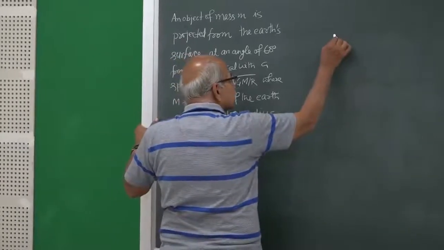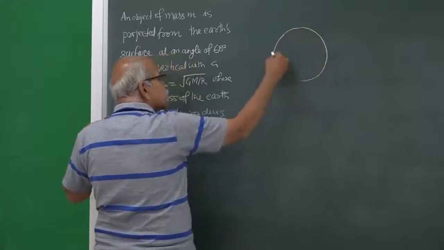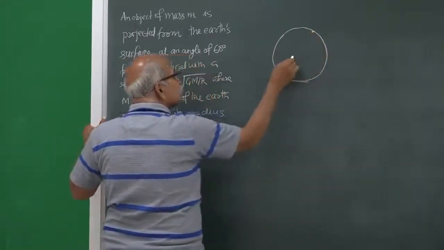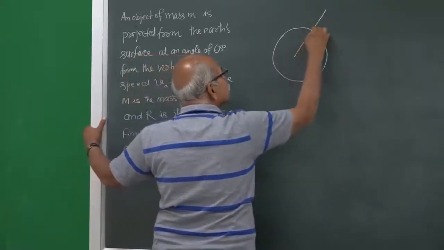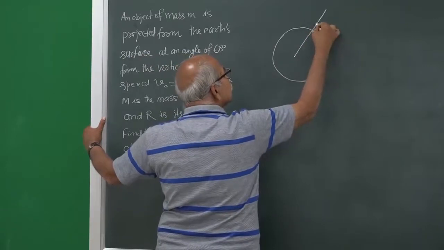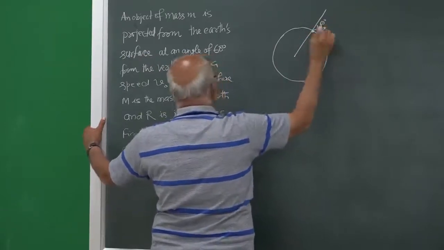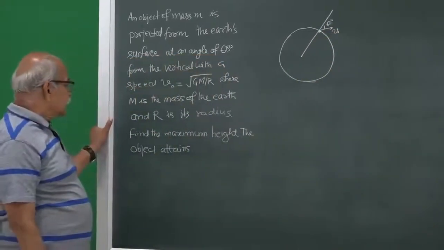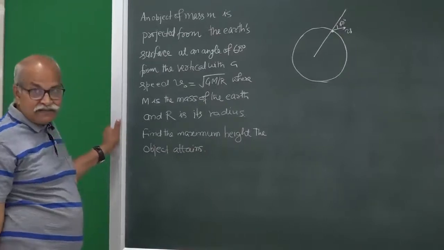So, you have earth, and then you are somewhere here, this is vertical, and from the vertical making an angle of 60 degrees, the particle is projected with some speed v naught, which is given here. And then the question is, find the maximum height the object attains.